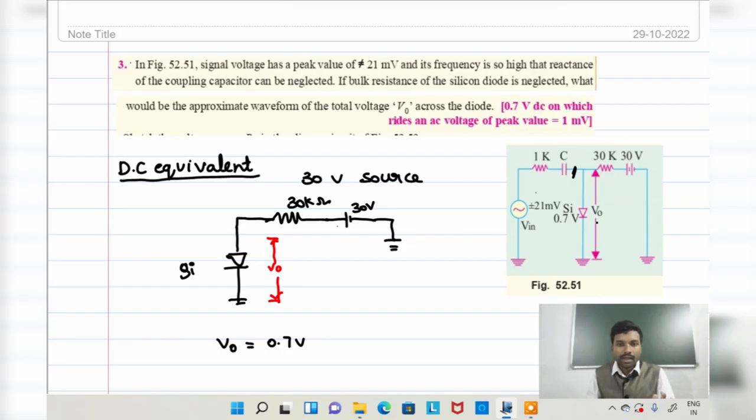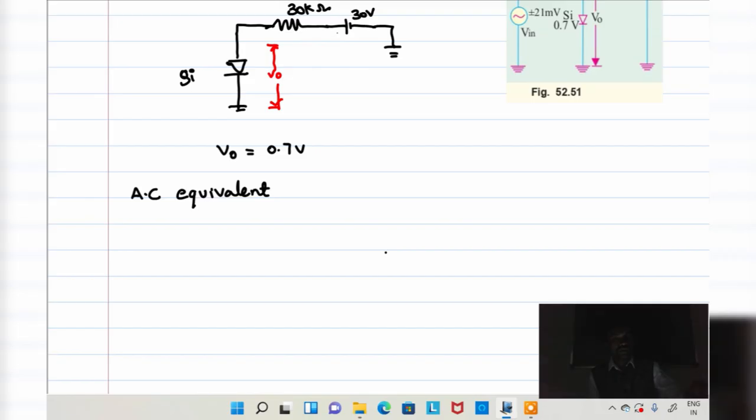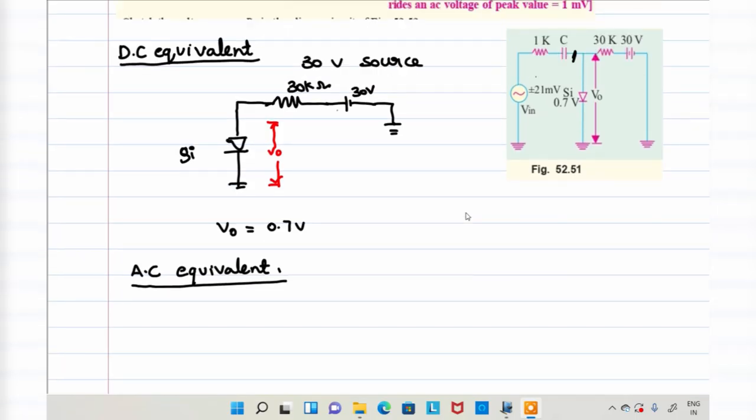Okay, fine. Next, the second case, the AC equivalent. In case of AC equivalent, the DC source is short circuited, right? So our equivalent circuit diagram will be, just see the diagram here. This is the AC.